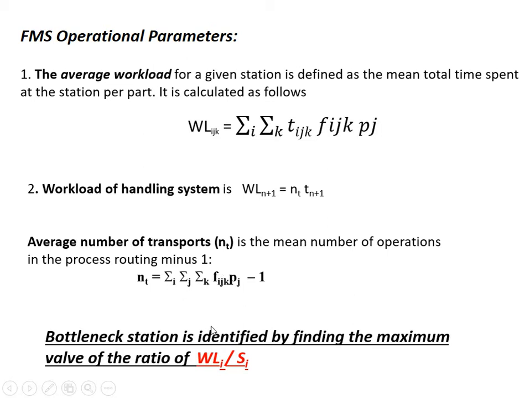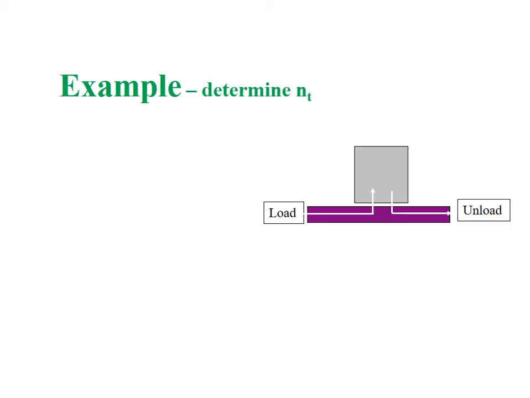And for the bottleneck station, we take the maximum value of the ratio WLI by SI, where SI is the number of workstations or servers. That ratio gives the maximum value, the bottleneck station, where the minimum number of operations can be done, and it can be identified using these operational parameters.